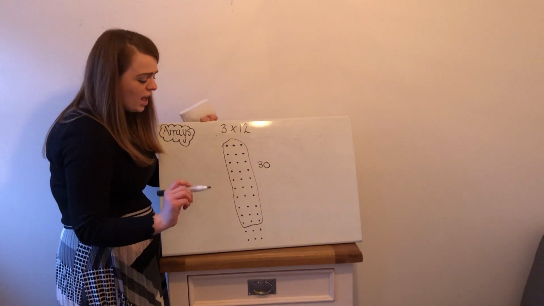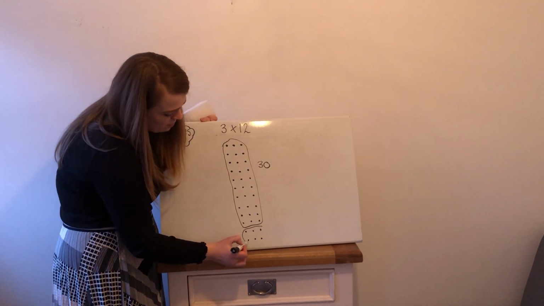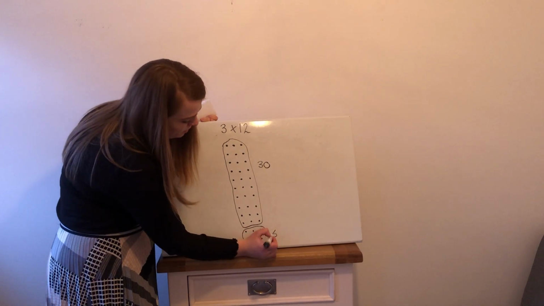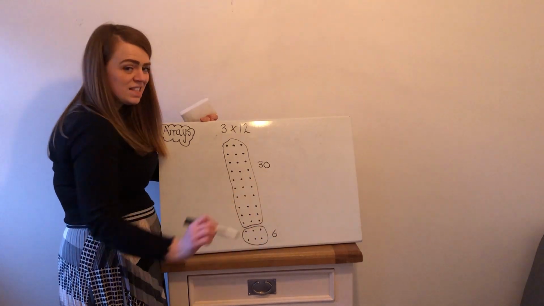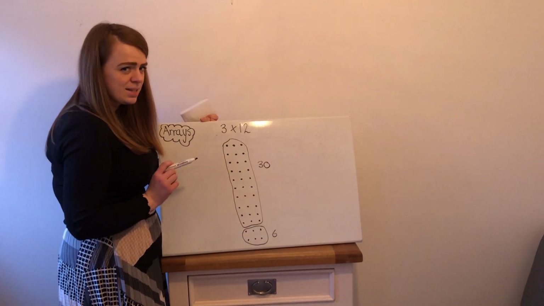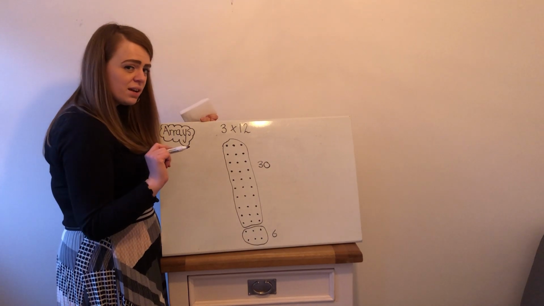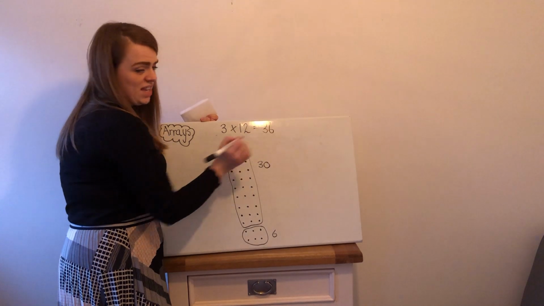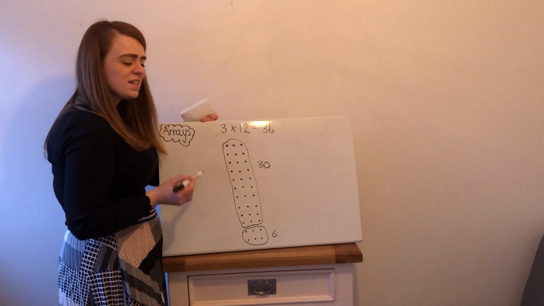I found a little wee trick. And then I've got this last bit here. And I've got 3, 6. So I've got 30 and 6. So what is 30 and 6? I wonder if you know the answer. It's 36. Alright, boys and girls.